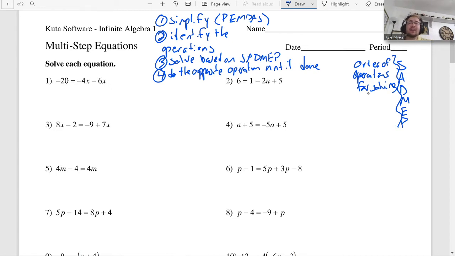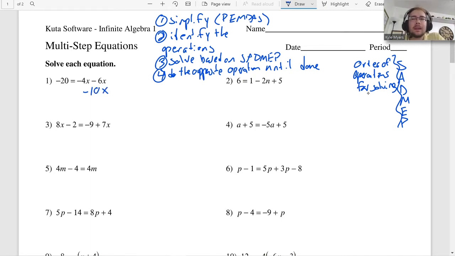Negative 4x minus 6x. Those are like terms because they have the same x and the same power of x. It's not negative 4x squared minus 6x; those would not be like terms. They both have x's, but if one of them is squared and one of them isn't, or they just have different powers, then they're not like terms. These are like terms, which means I can put them together, which is a PEMDAS thing.